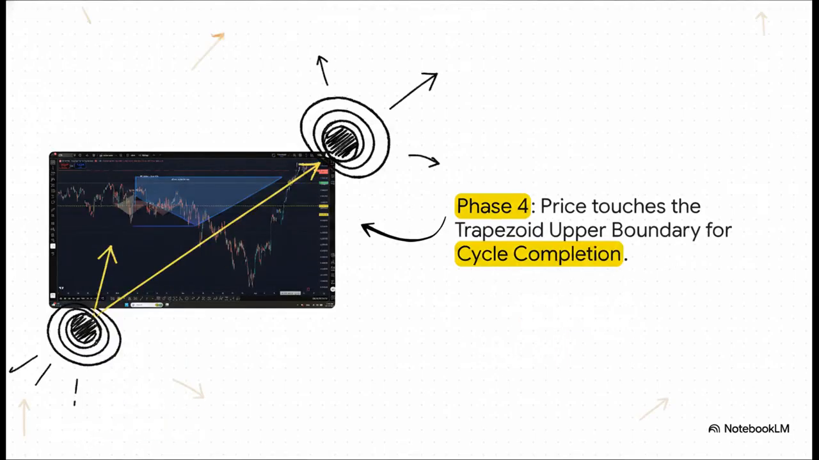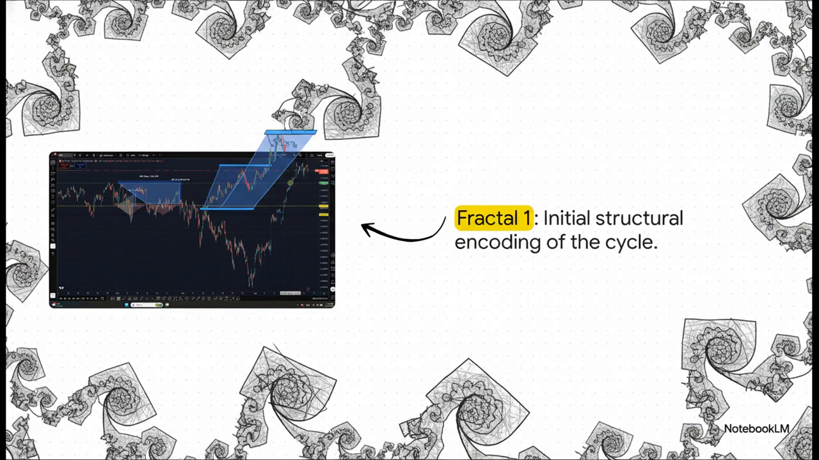And that brings us to phase 4. After that downward move, the price turns back up and makes its way to the upper boundary of the trapezoid. When it hits this level, it signals the completion of the entire structural cycle. All right, so we've seen the 4 phases.